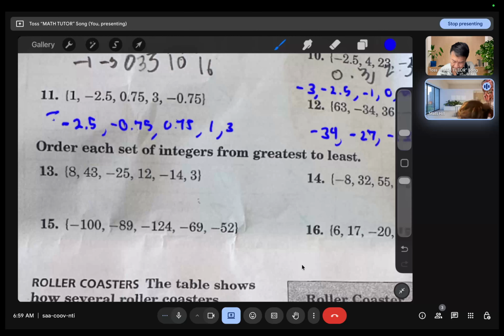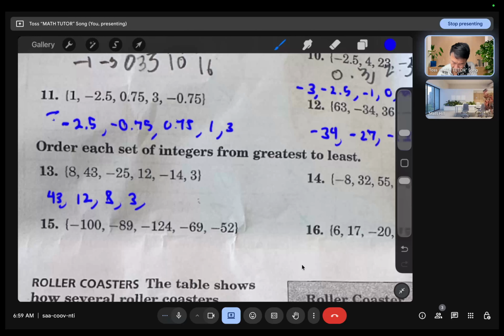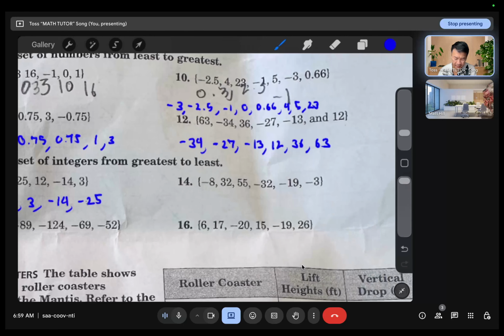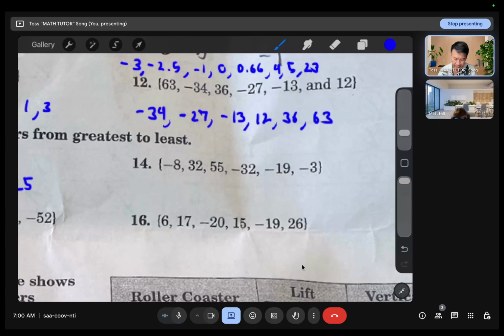It's going to start out with 43. 12, good. 8, good. 3, good. Negative 14, good. And then negative 25. Yeah, you got this down. Perfect. All right, next one.